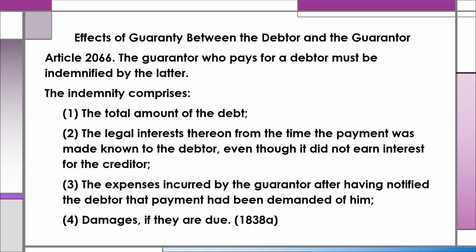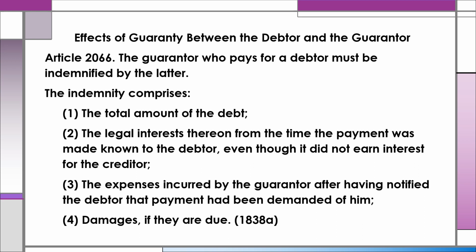Ano ang dapat ibalik ni debtor kay guarantor? Nandito siya sa enumeration. Number 1, the total amount of the debt. So, halimbawa, ang utang ni debtor kay creditor ay 1 million at yung 1 million na yun ay binayaran na ni guarantor, dapat i-reimburse ni debtor si guarantor sa amount na yun. Pero hindi lang yun ang dapat bayaran niya kay guarantor. Number 2, the legal interest thereon from the time the payment was made known to the debtor.